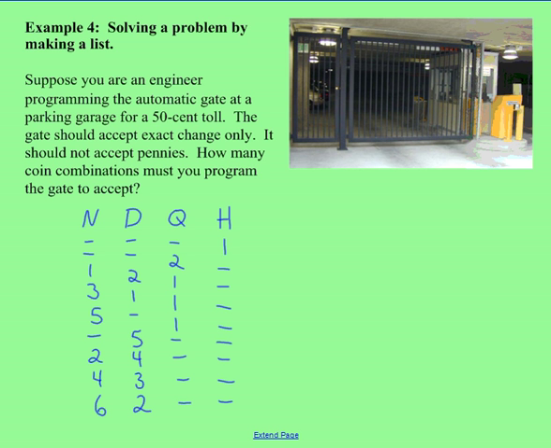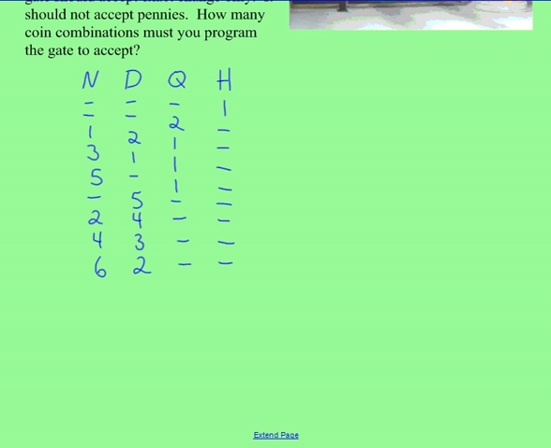Let's extend the page here a little bit. So how about 8 nickels? 8 nickels would give us 40 cents. We need 10 more cents, so we could use 1 dime. No quarters, no half dollars there.